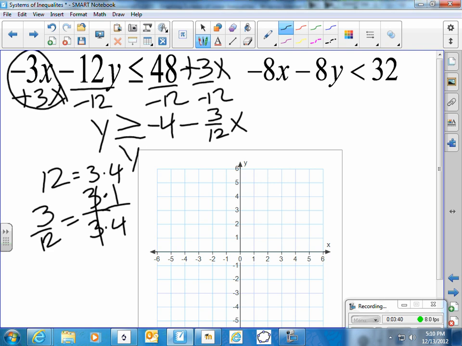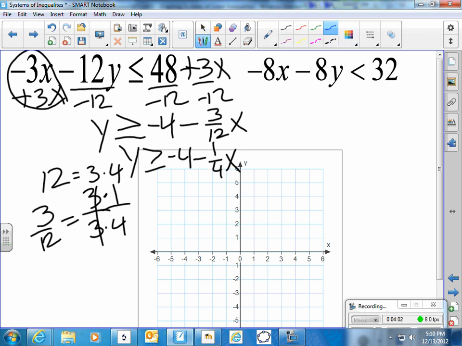So y is greater than or equal to negative 4 minus 1/4 x. I could still graph it at the negative 3/12 x, but on this graph, going over 12 would take me clear off the chart, so it makes it easier if I take it to simplest terms.